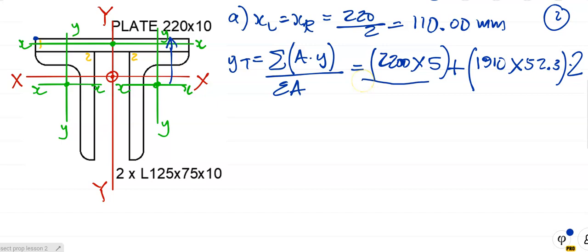Right. Over the total area of the section. So it's 2200 plus 2 of those. Okay. 2 angles. So I'm going to work on that. Sorry about that. I'm going to say 1910 times 2. It is 3820. Okay. So that times 2 is 3820.